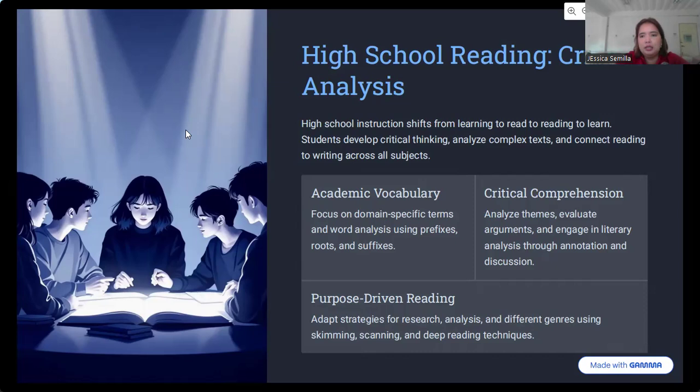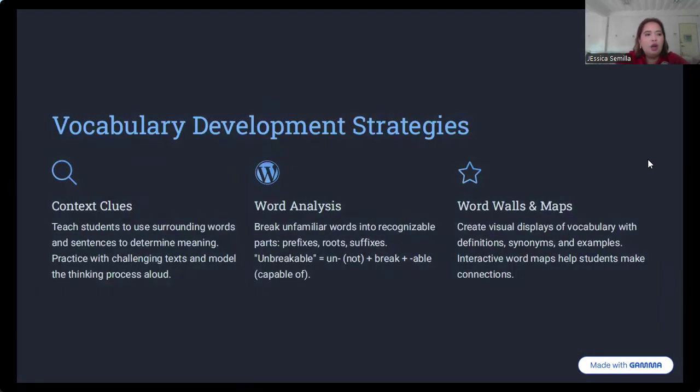All right. Next. So how are we going to develop the vocabulary of our dear students? One way of developing the vocabulary of students is through context clues.